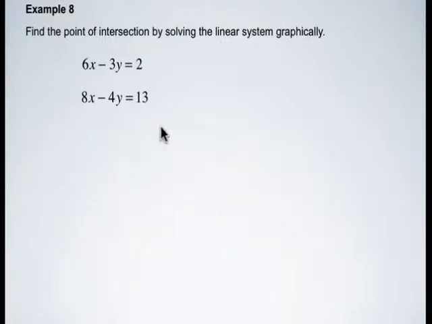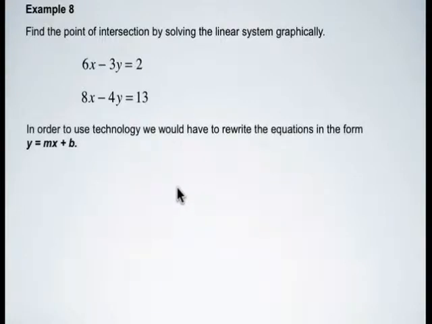Now for graphing this linear system, again, we're going to have to put the equations in y equals mx plus b form. And for the first equation, the first thing we're going to do is subtract 6x from both sides. And when we do that, the left side simplifies to be negative 3y. And on the right side, we have 2 minus 6x. And what we're going to do now is divide both sides by negative 3.